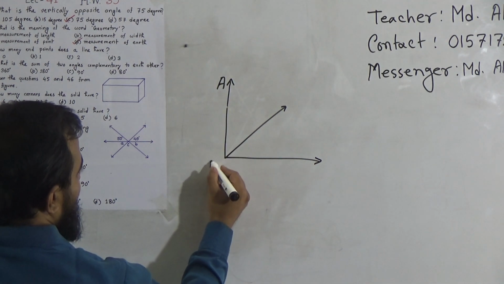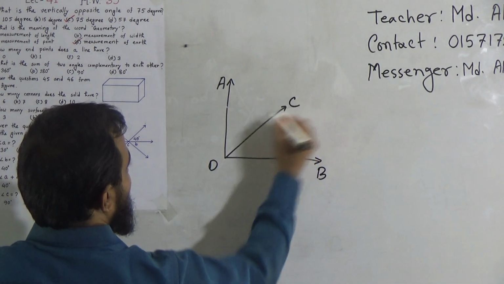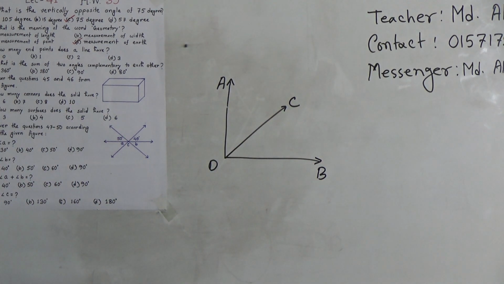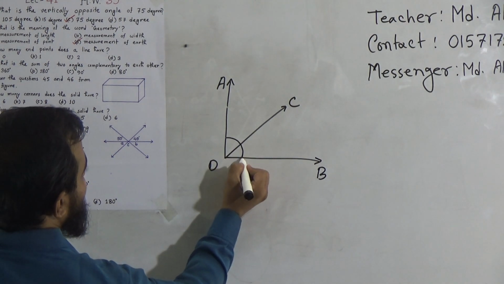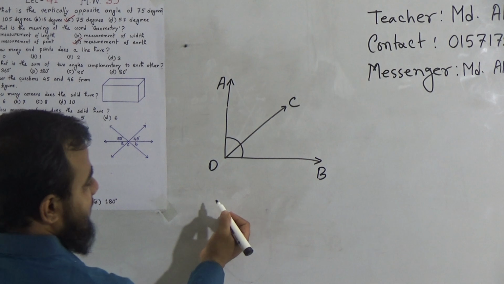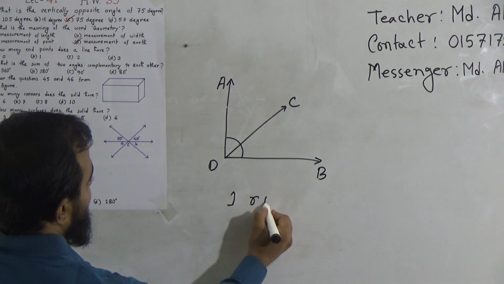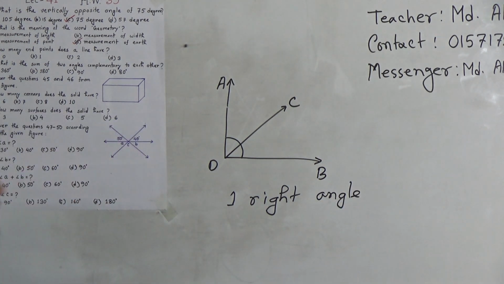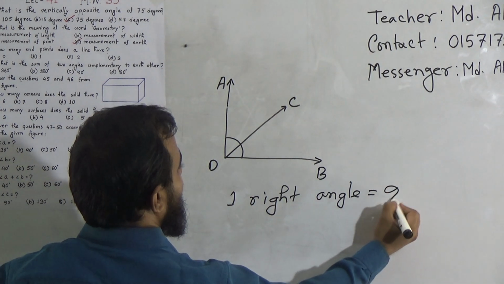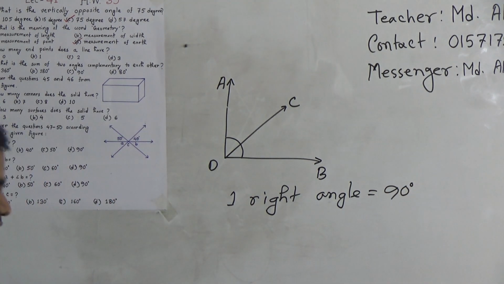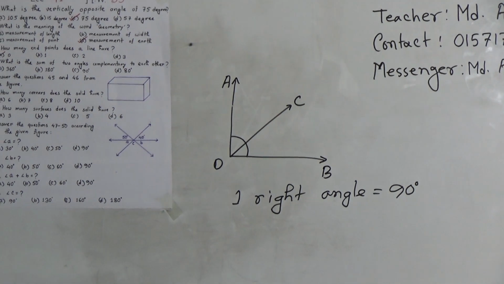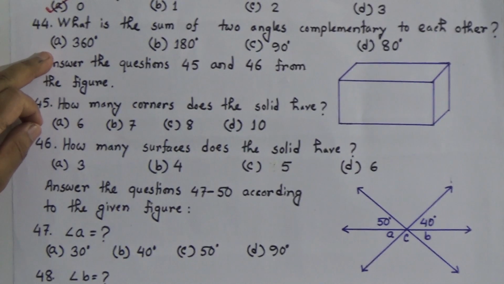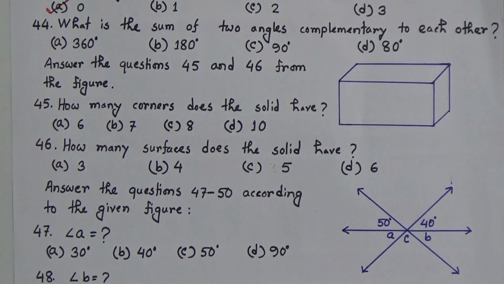Suppose AOC and BOC are complementary angles to each other, then angle AOC plus angle BOC, these two angles' sum must be one right angle. And we know that one right angle equals 90 degree. So our answer will be one right angle or 90 degree. The options say 360, option B is 180, option C is 90 degree. So it will be 90 degree, our answer.